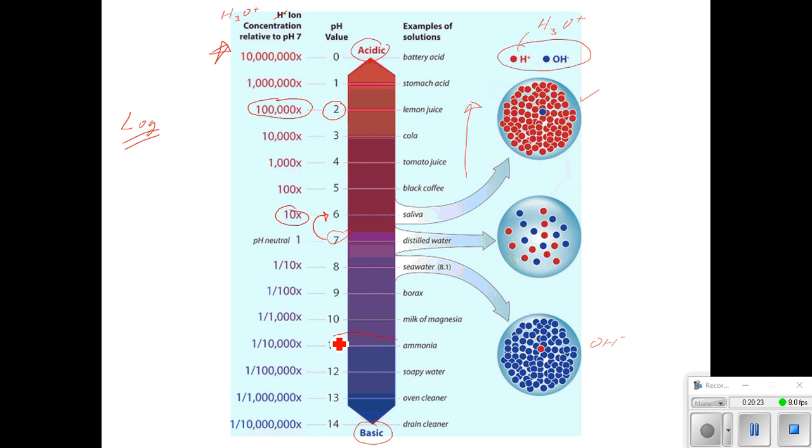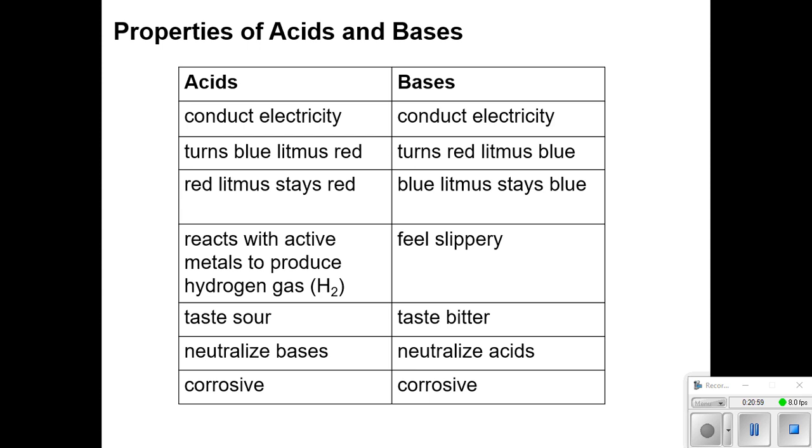So if we take a look at ammonia here, we're going 10, 100, 1,000, 10,000. So ammonia is 10,000 times more basic than distilled water, or 1/10,000th as acidic as distilled water. Okay, that is the logarithmic scale. And in a future lesson, we'll be doing some calculations using the log scale to calculate hydronium ion concentrations and the pH of solutions.